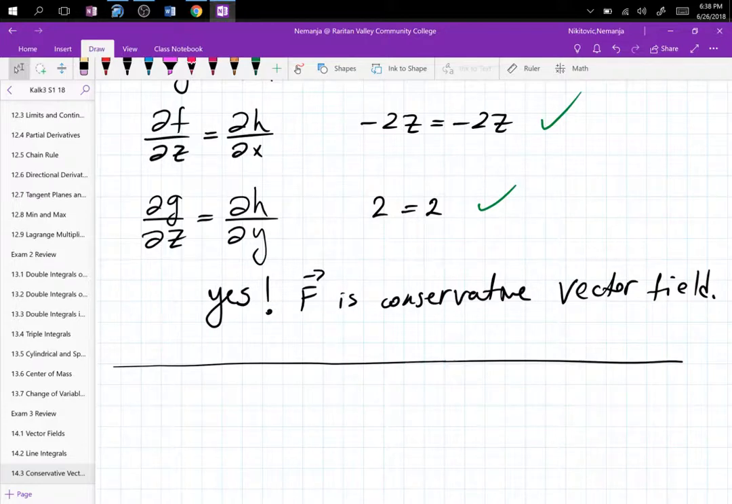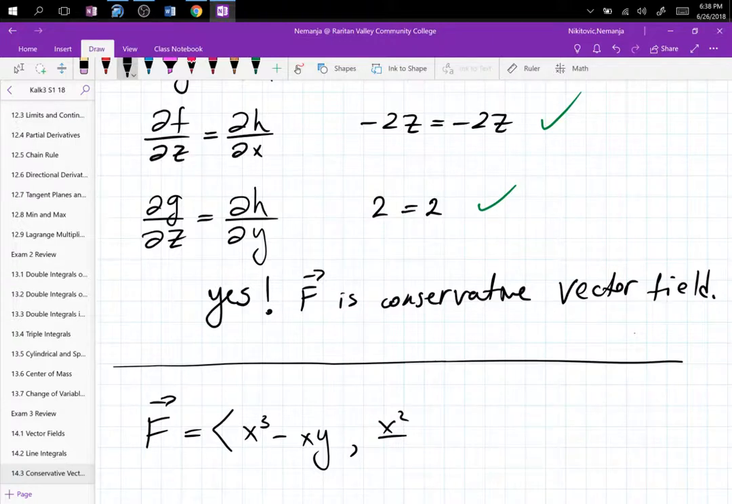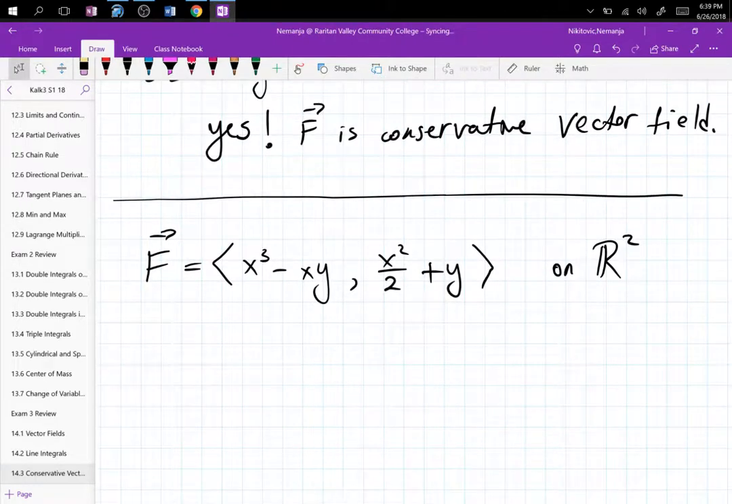So let's also take a look at the field x cubed minus xy, comma, x squared over 2 plus y. So this is clearly in R2, right? And since it's R2, we only have that one condition that we need to check. If it works, that it's a conservative field, let's find the potential function.